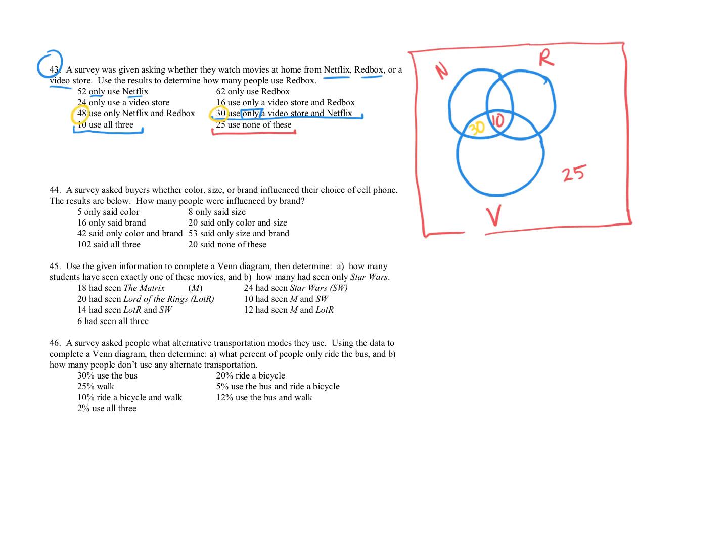Now 48 use only Netflix and Redbox, so we're going to put 48 in there. We have 16 people use only a video store and Redbox, so that's going to be outside there. And we have 24 people using only the video store. So again, that's outside here because there's no overlap because they only use that. 62 people are using just the Redbox, and 52 people are using just Netflix. So only is very important here.